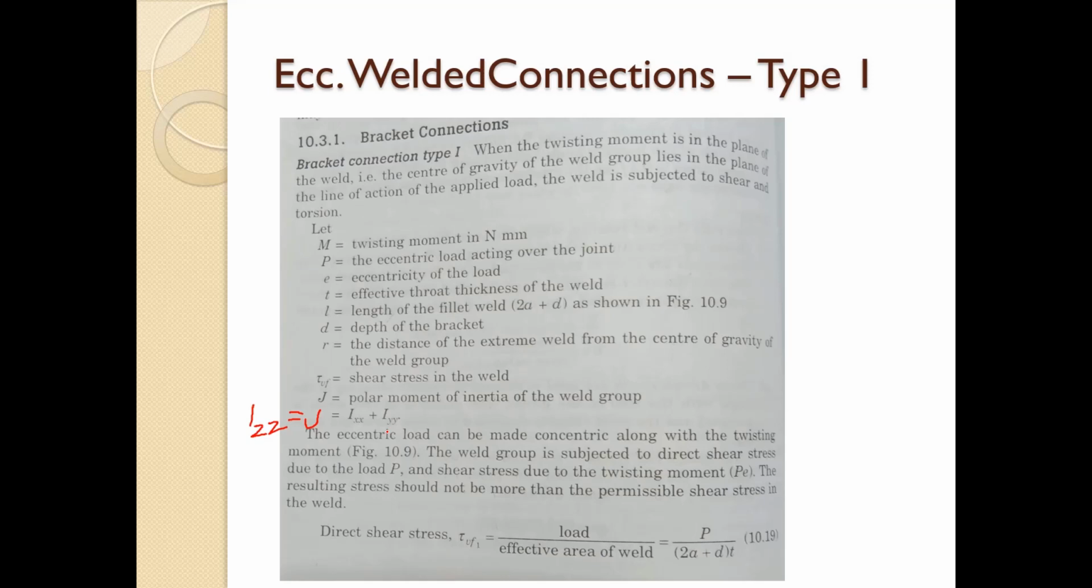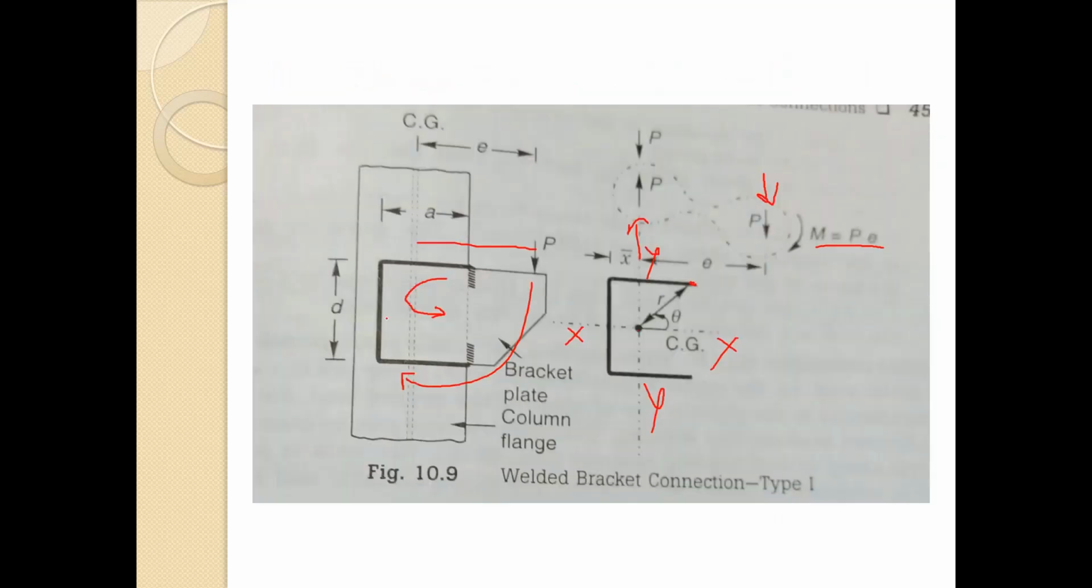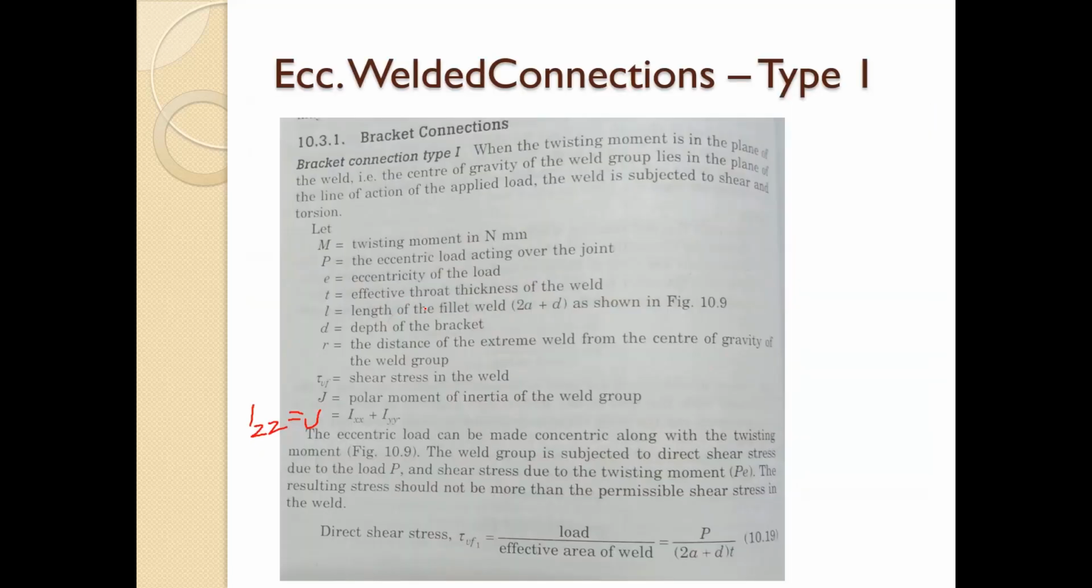The weld group is subjected to direct shear stress due to the load P, and shear stress due to the twisting moment. The resultant stress should not be more than the permissible stress in the weld. As I have told you earlier, because of this P, there is direct shear stress, because this thing tries to pull and push this thing down. So obviously this weld group creates a resisting force in the upward direction, and the shear stress due to the twisting moment.